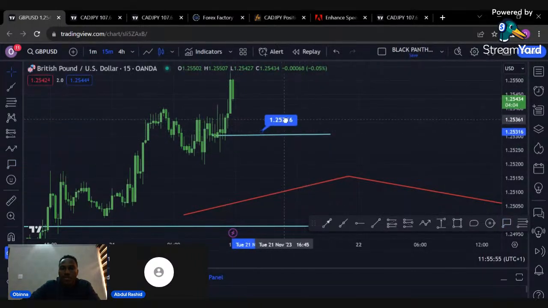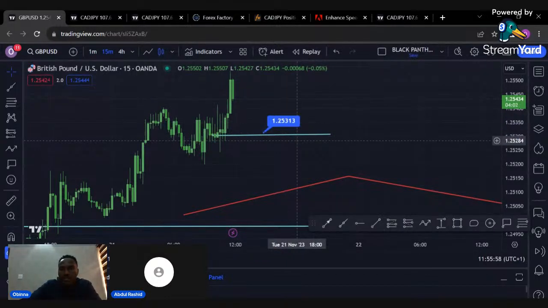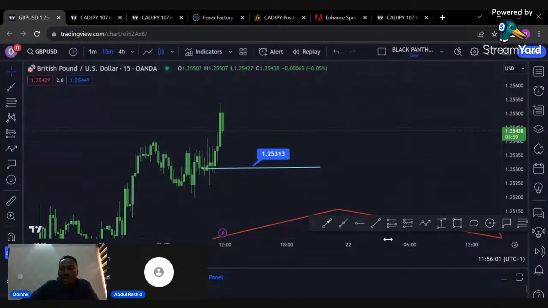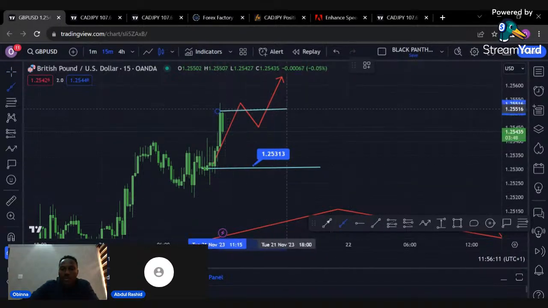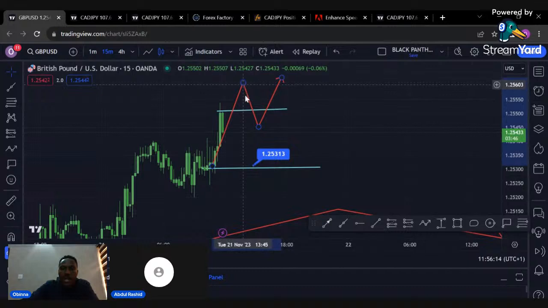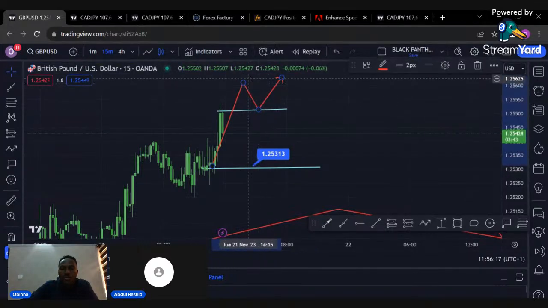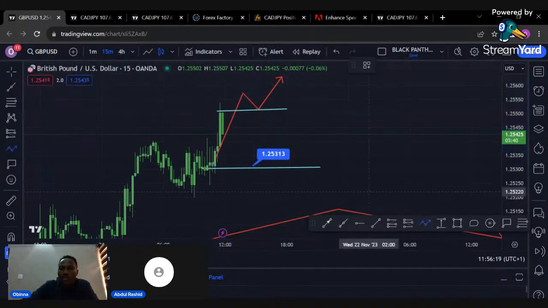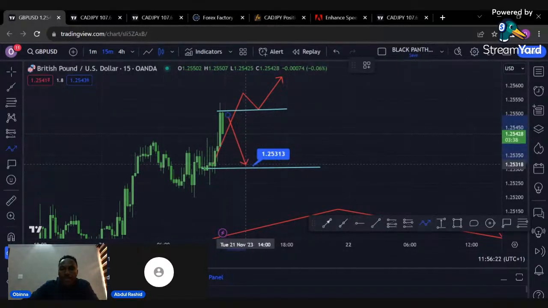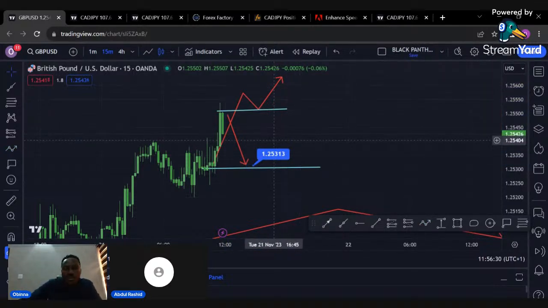So you want price to push back to 1.2531 for you to look for buys, or you want price to make a new higher low. You need to see a new higher low to continue going up. Okay, I hope that one is clear for you. So you want to see price break above the higher high, make a new higher low to go up, or you want price to come back to this area at 1.25313, then you look for buys. Okay, so for GBPUSD you are looking for only buys.